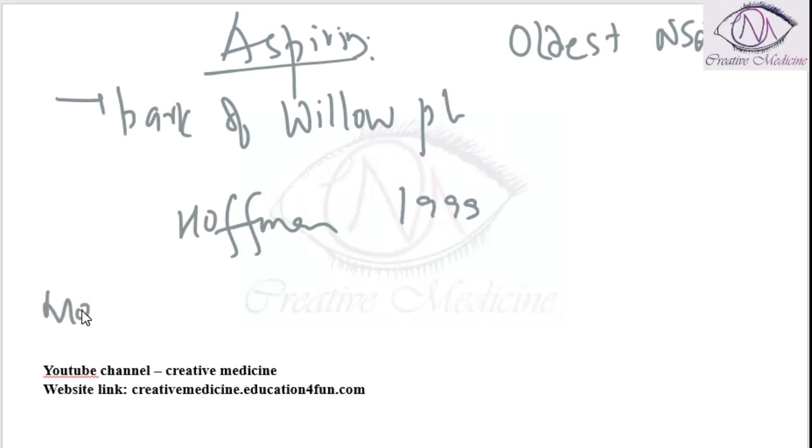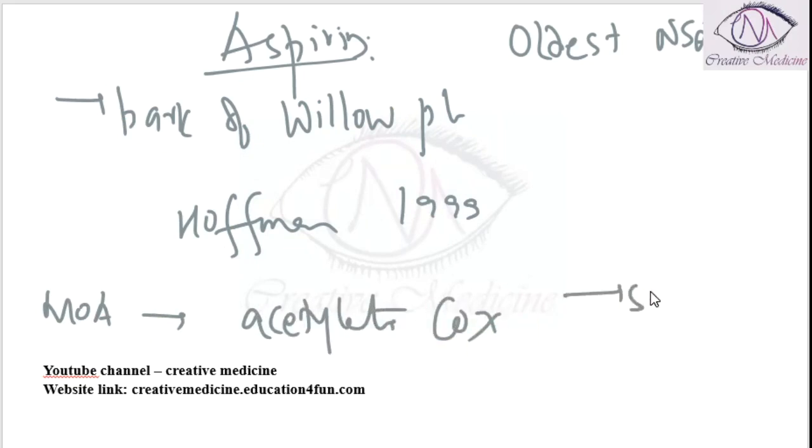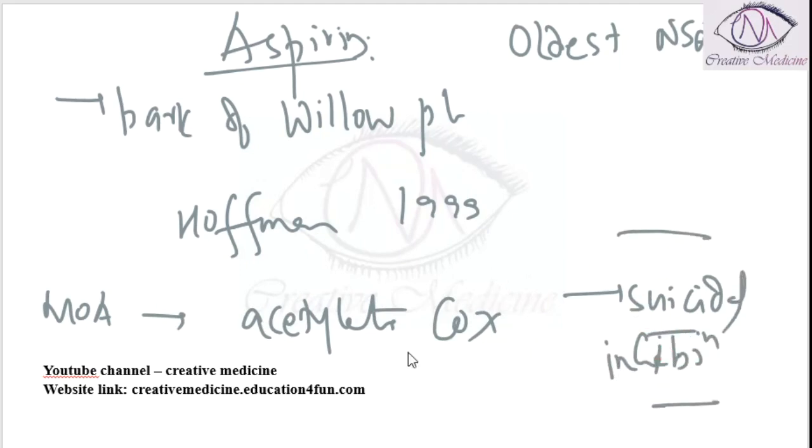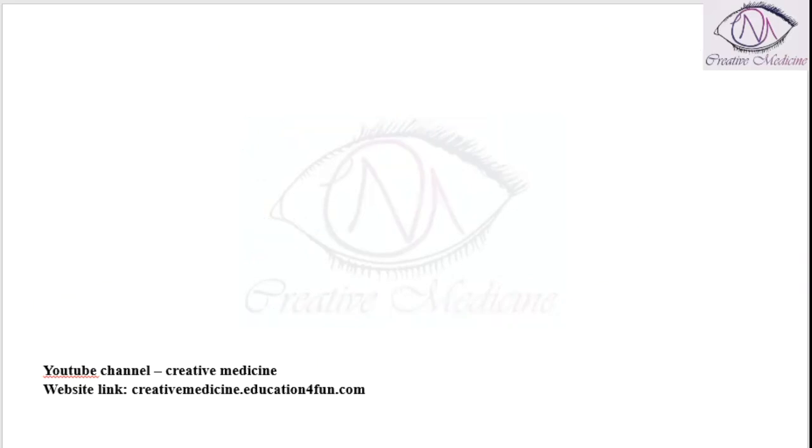The mechanism of action of aspirin: it covalently acetylates the COX and thus results in suicidal inhibition of the COX. Because it acetylates the COX, the COX enzyme will also die along with the aspirin, and thus there is no production of prostaglandins.